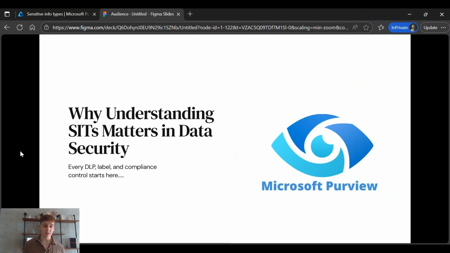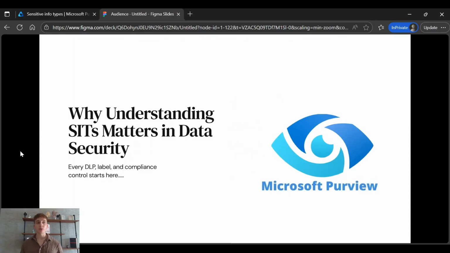So I guess, understanding the foundation of what a SIT is and why it matters in data security. When you're looking at trending controls right now, DLP and labeling and most compliance controls, a lot of the time they start with a classifier. Now, a classifier is the family in which a SIT lies. We have our EDMs, which are our exact data matches. We have our trainable classifiers. We have our SITs, which are our sensitive information types. So they're a part of a wider family.